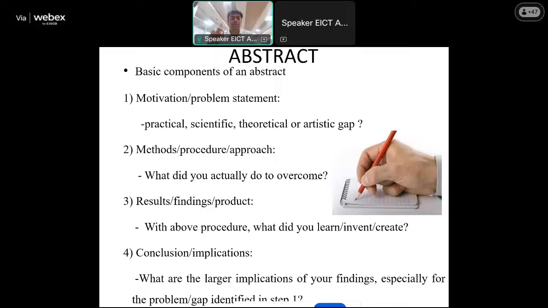In general, what are the things you need to cover in the abstract? According to me, four points: motivation, problem statement, your method or approach, and your findings. Many times people do not write findings; that is not acceptable. Whatever you have achieved in terms of results, include it in one or two lines. Finally, what is the implication of that result and finding? Where it can be applicable and how it can be useful should also be part of your abstract.